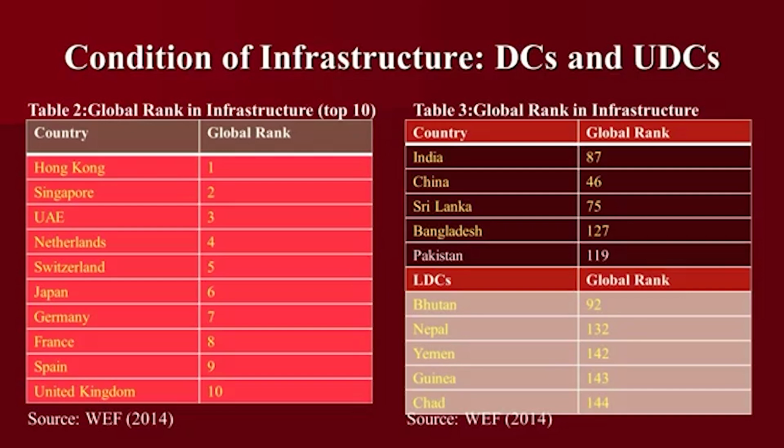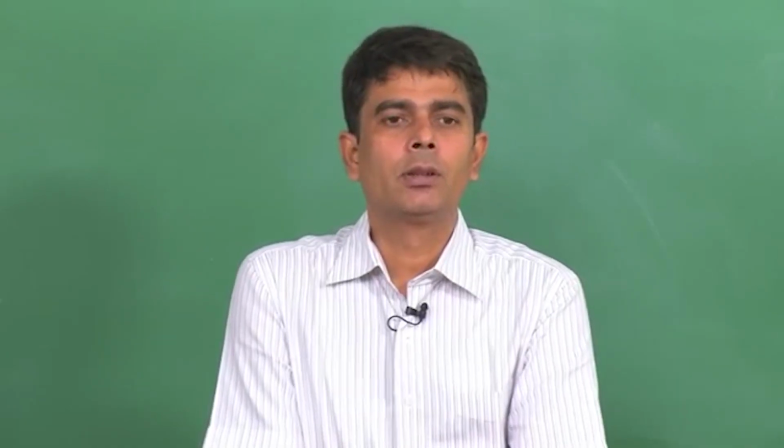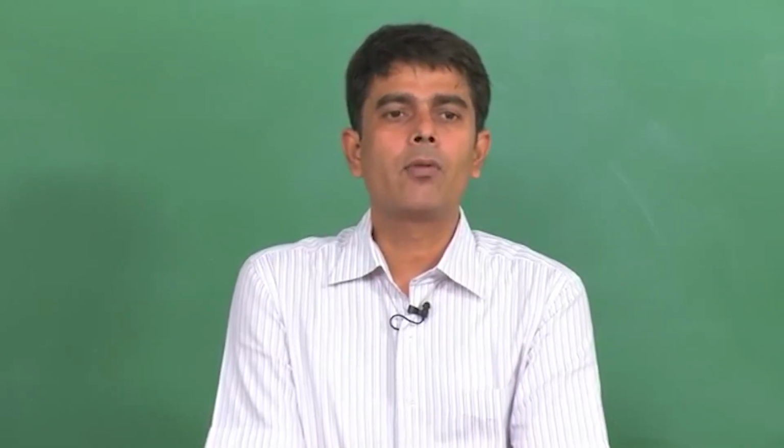On the left side of the table, one can see that Hong Kong again has the best rank in the world in terms of global infrastructure rank. Again Singapore, United Arab Emirates and Netherlands, and many other countries such as Japan, France, Spain, United Kingdom. So these are the countries which have achieved positions within the top 10 ranks.